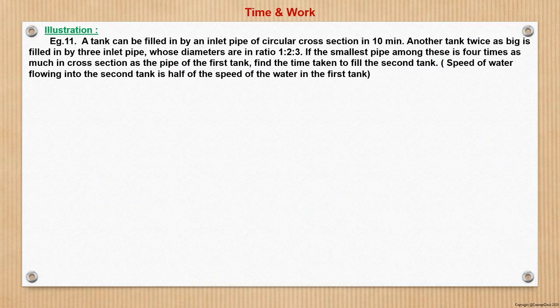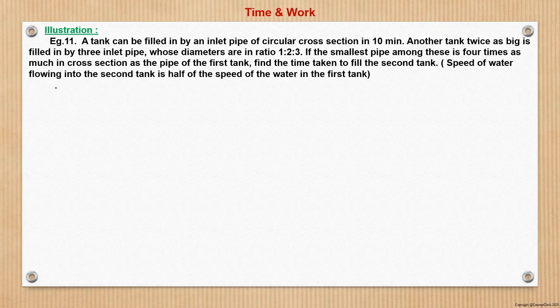Now the last question we will see. Here it says that a tank can be filled by an inlet pipe of circular cross section in 10 minutes. Another tank, twice as big, can be filled by 3 inlet pipes whose diameters are in the ratio 1 is to 2 is to 3. If the smallest pipe among these is 4 times as much in cross sectional area as the pipe of the first tank, find the time taken to fill the second tank. Here it is given that the speed of water flowing into the second tank is half of the speed of the water in the first tank.